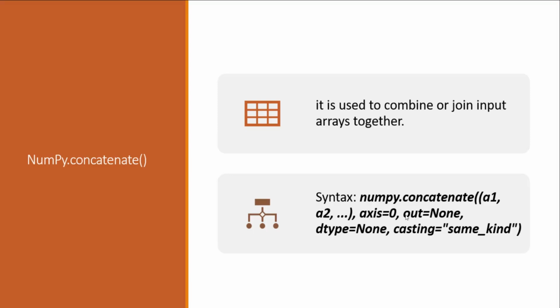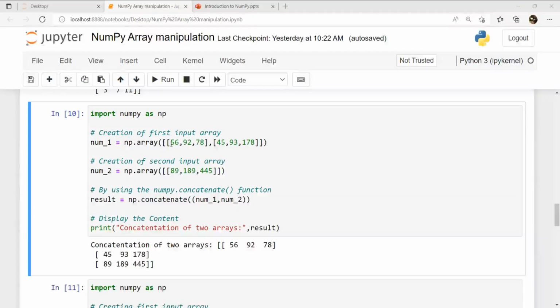This parameter specifies the output where the result will be stored. Now we will see an example of the numpy.concatenate function. In this example we have created two input arrays named num1 and num2 by using the np.array function.